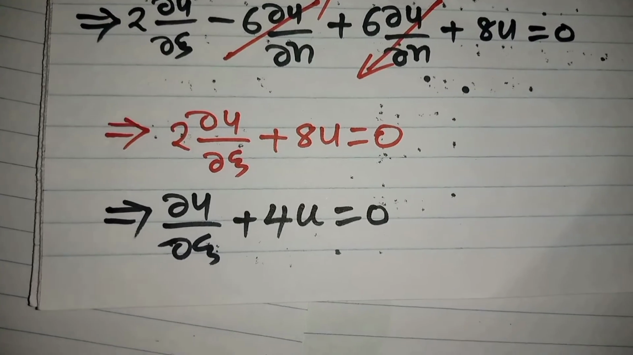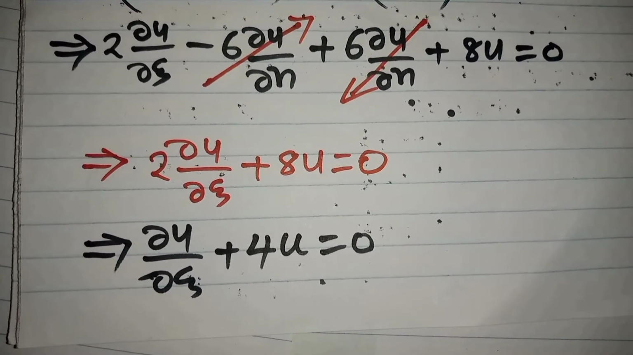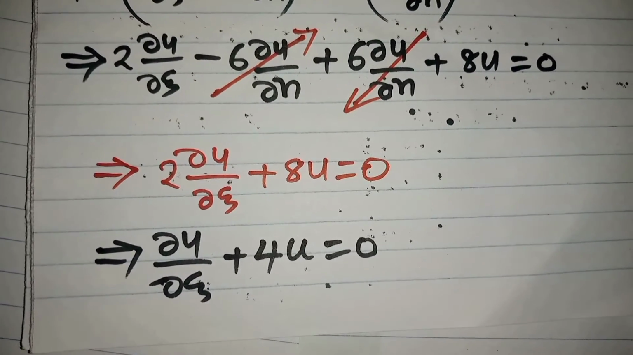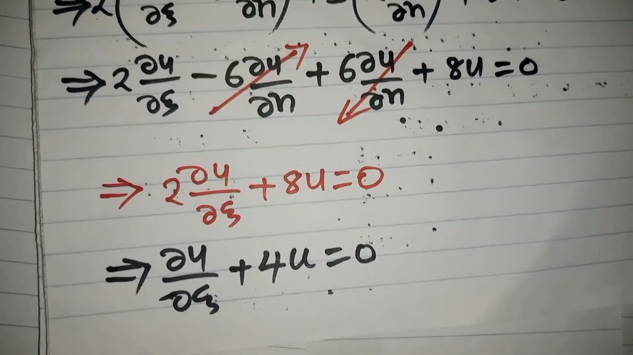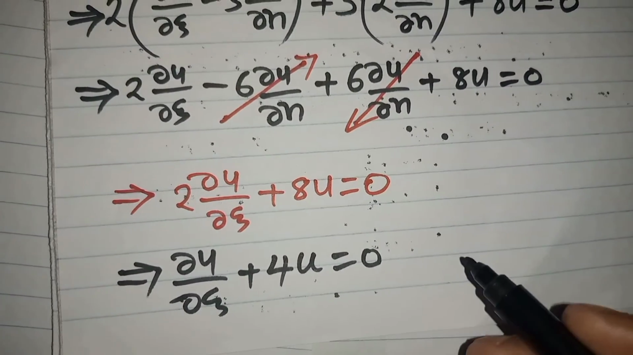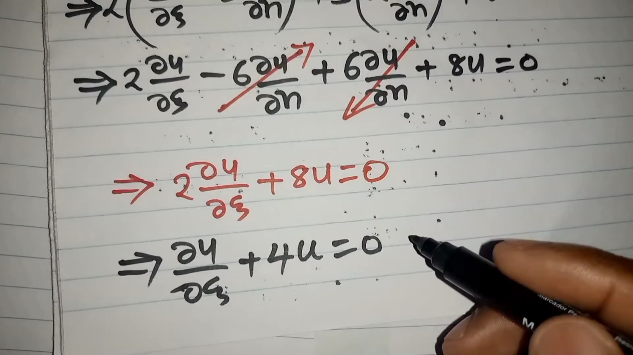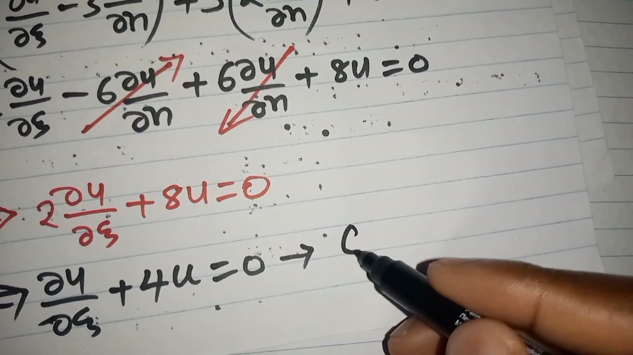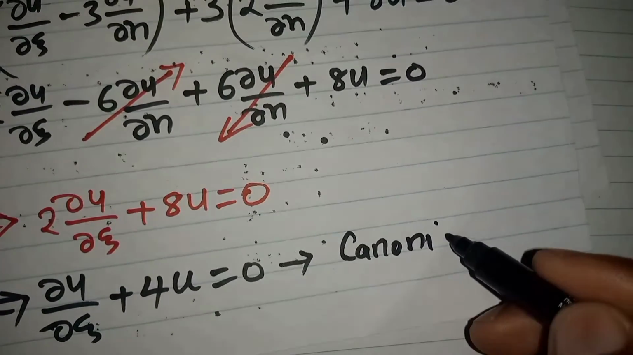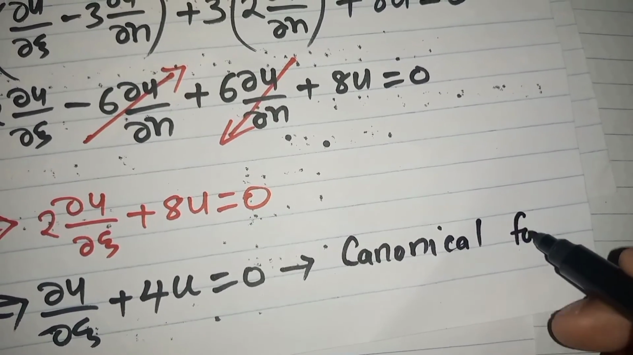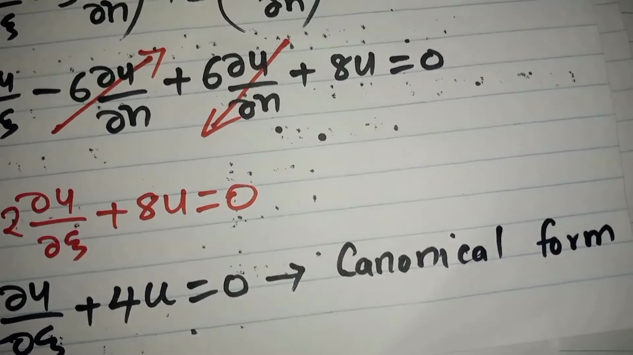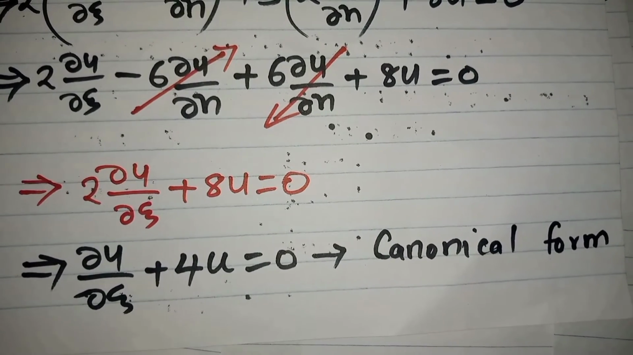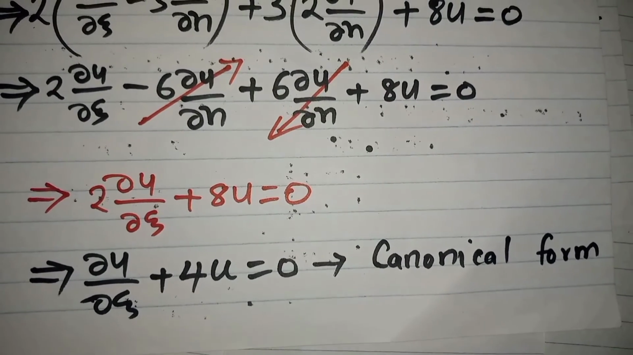So this is our function, the partial of u with respect to xi plus 4u is equal to 0, where the coefficient of the partial of u with respect to xi is 1. So this is the canonical form of the PDE. This is the canonical form of our PDE.